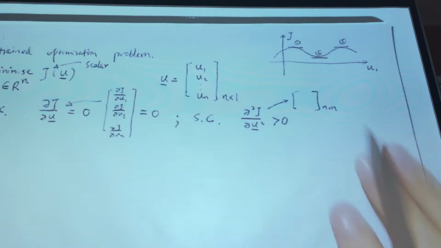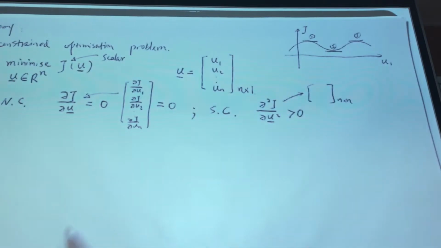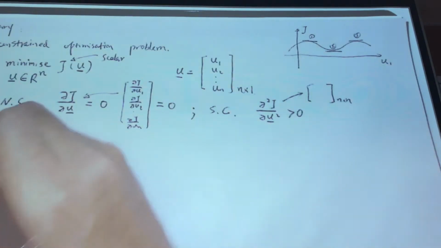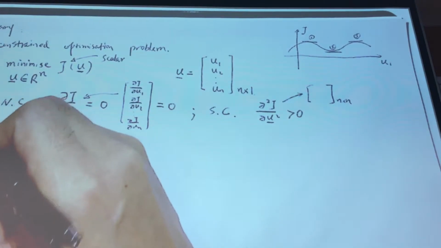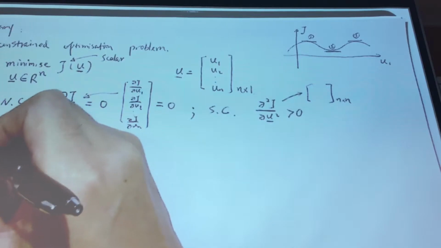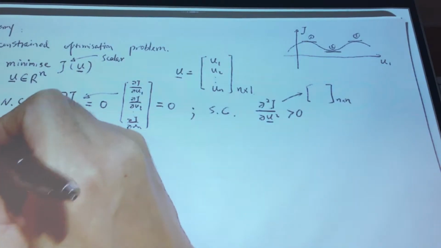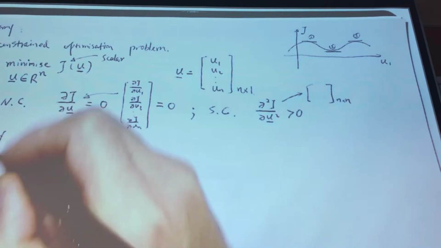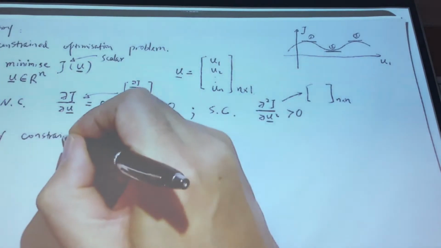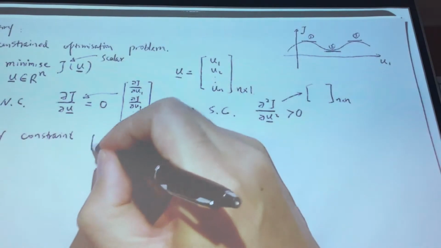So this is the first category of problems. The second category of problems is the constrained optimization problem with equality constraint. It's the equality constraint problem.